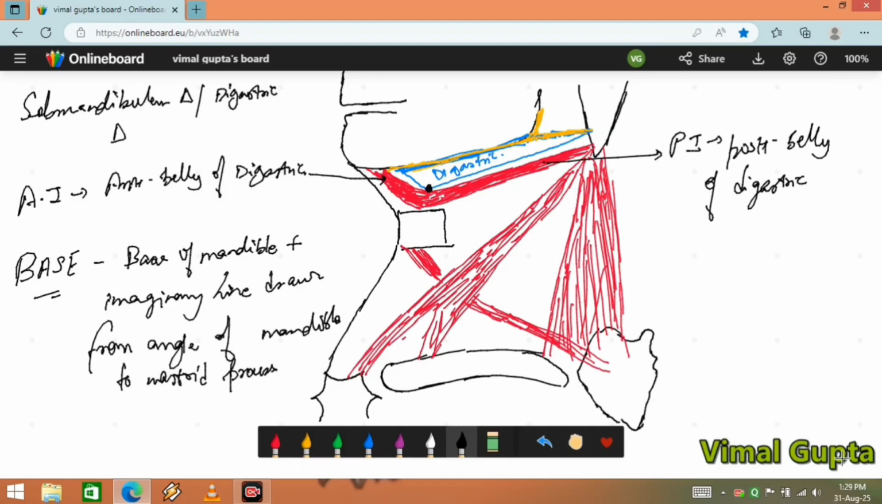और एपेक्स कहाँ बनता है? एपेक्स बनता है इसका जी हाइवाइड बोन पे. This triangle is called the digastric triangle.